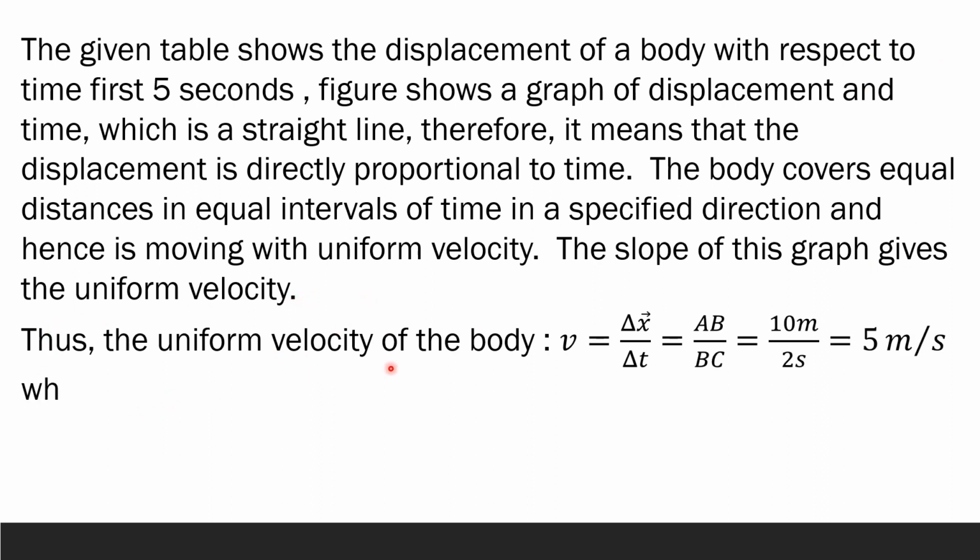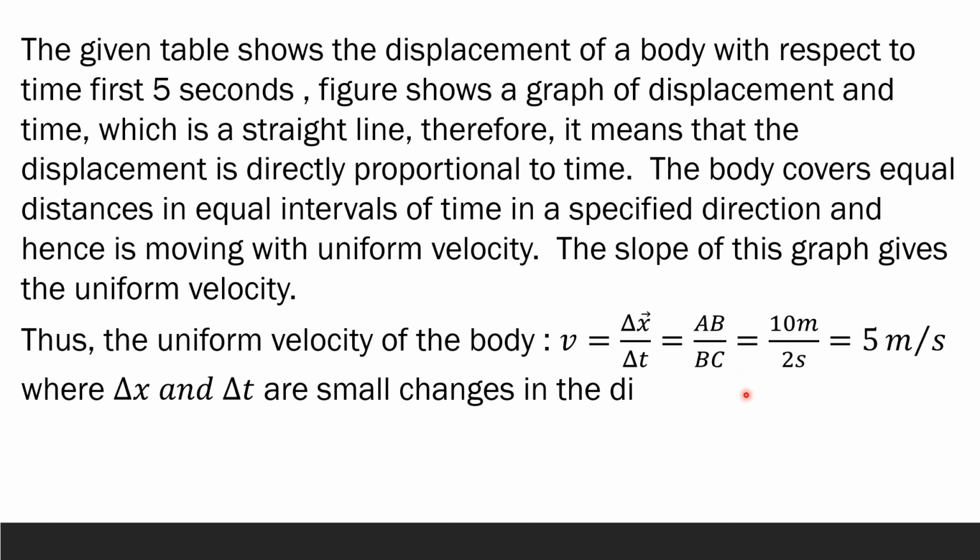Thus the uniform velocity of the body v is equal to delta x by delta t, that is equal to AB by BC, that is equal to 10 by 2. 2 ones are 2, 2 fives are 10, so 5 meters per second. Here delta x and delta t are small changes in the displacement and time respectively.